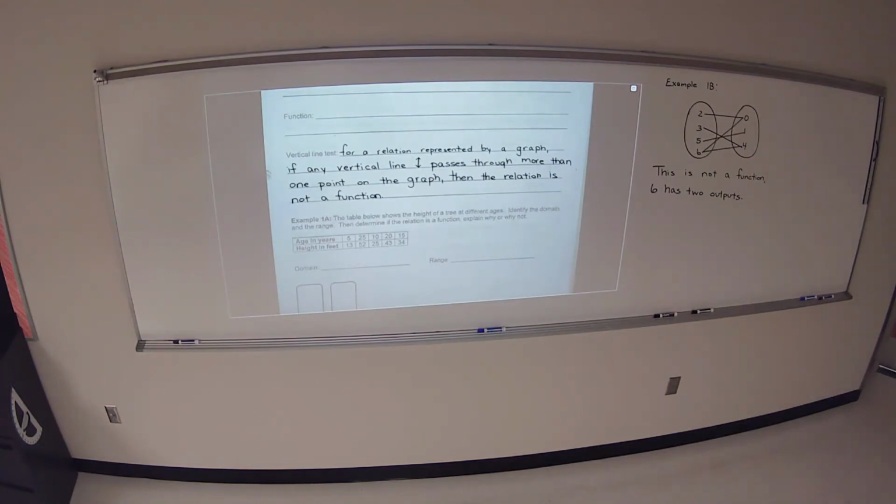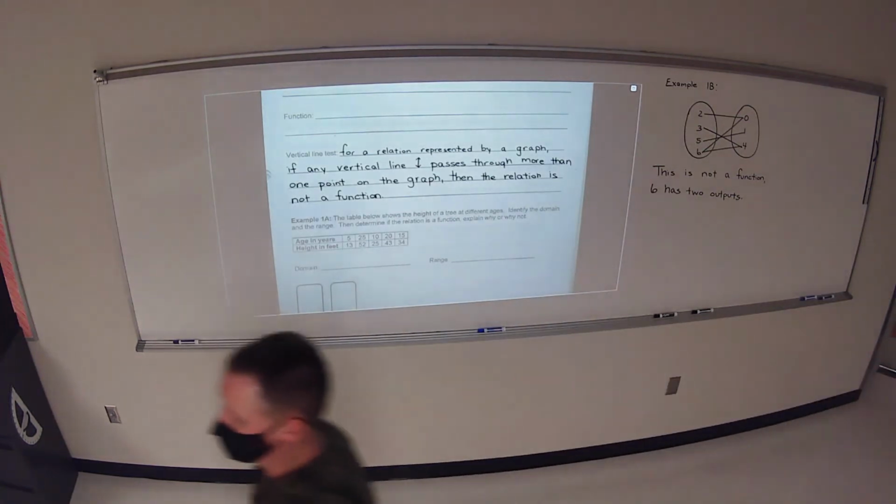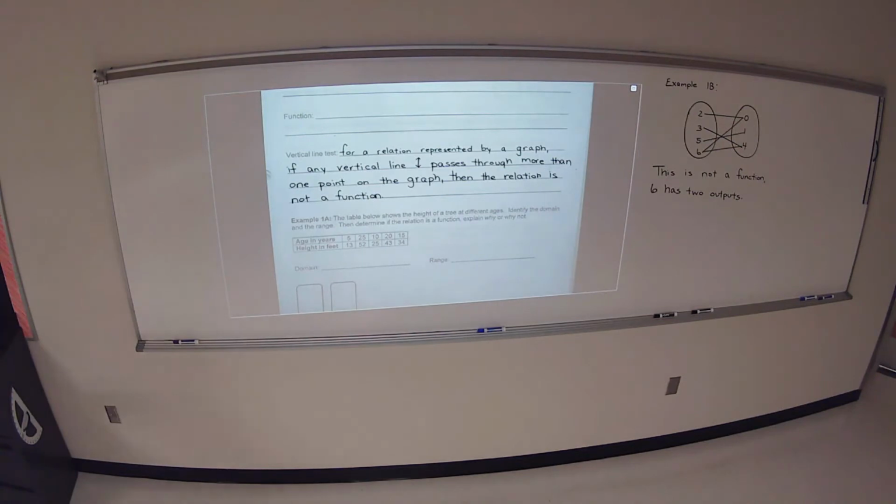Now, if it doesn't fit that scenario, then guess what? It is a function. Okay? But if you draw a graph and any vertical line crosses through more than 1 point on that graph, then you know that it is not a function.